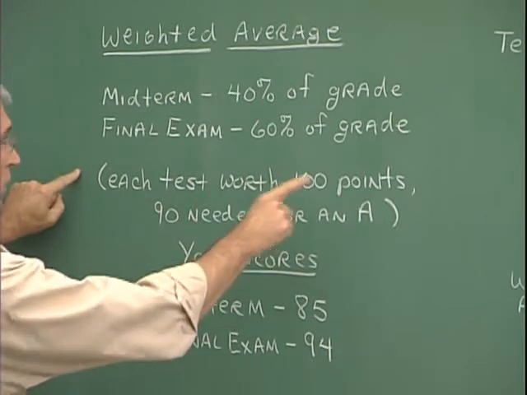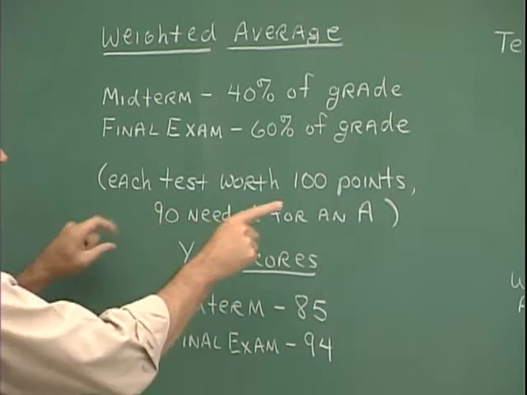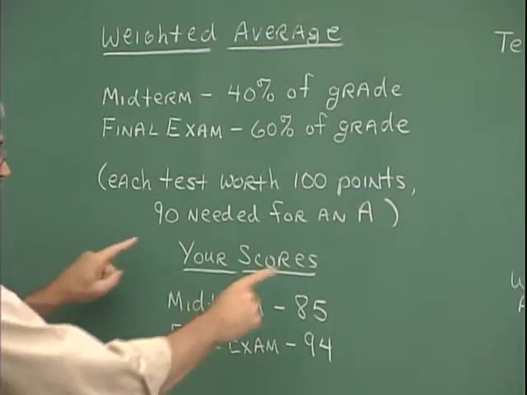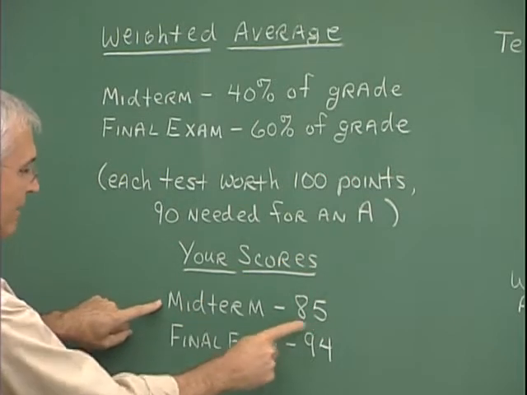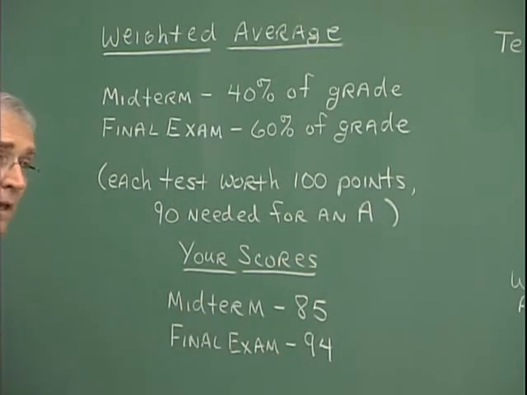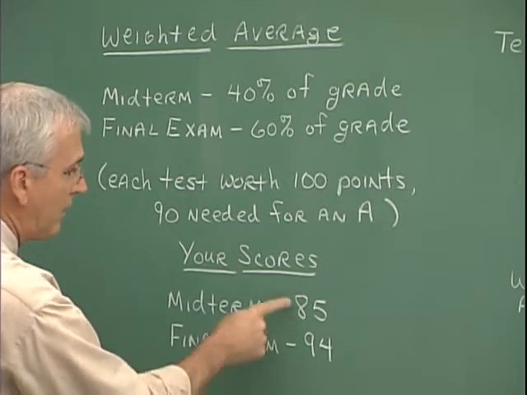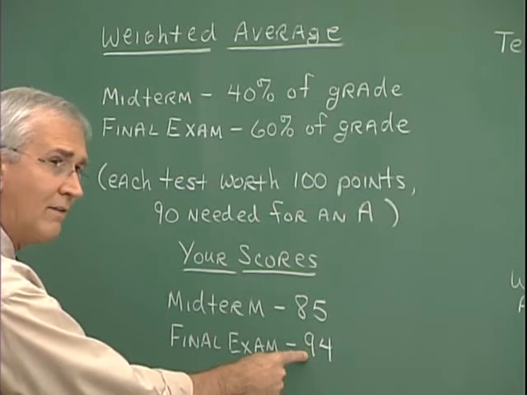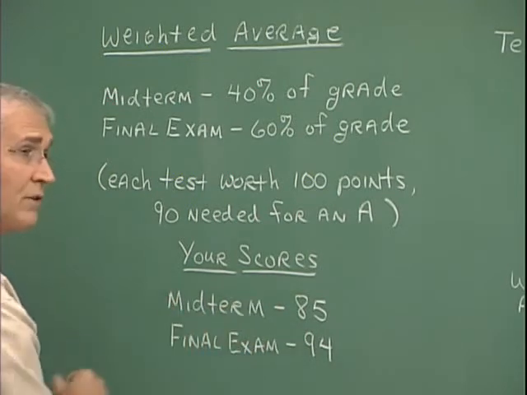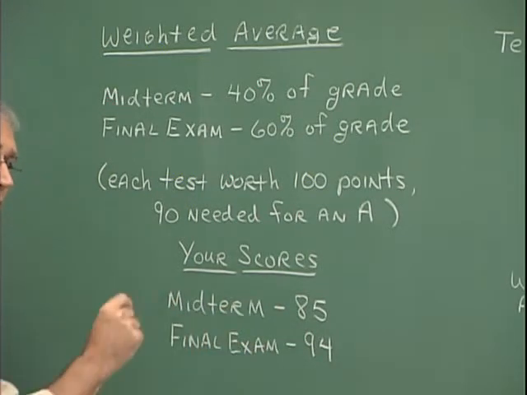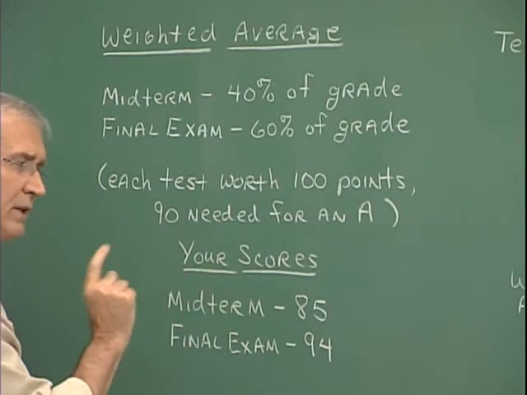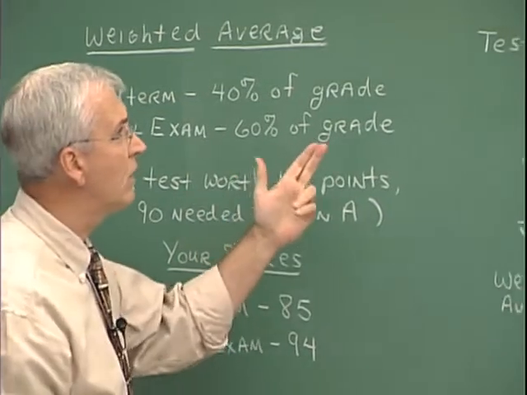Now each test is worth 100 points, and a 90 is needed for an A. Now let's suppose that your scores are for the midterm 85 and the final exam 94. Now a regular arithmetic mean here would mean that we would add 85 and 94 and divide by 2. It gives us an average of 89.5. Well, the weighted average, though, is a bit different than that, and let's make the calculation over here.